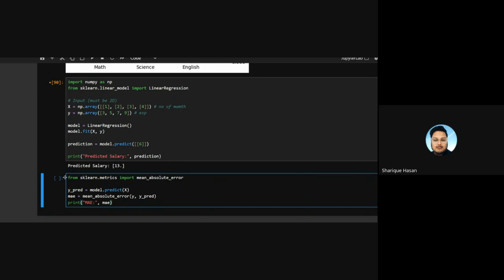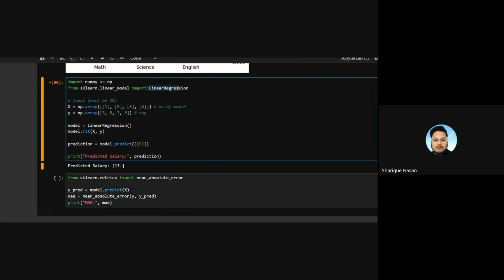We're going to calculate it from the Scikit-Learn metrics. We're going to import mean absolute error. See, Scikit-Learn is very important. From Scikit-Learn, we're going to import the logistic regression model, mean squared error, mean absolute error, and linear regression. We're importing all of it from Scikit-Learn. So learning this Scikit-Learn is very important.